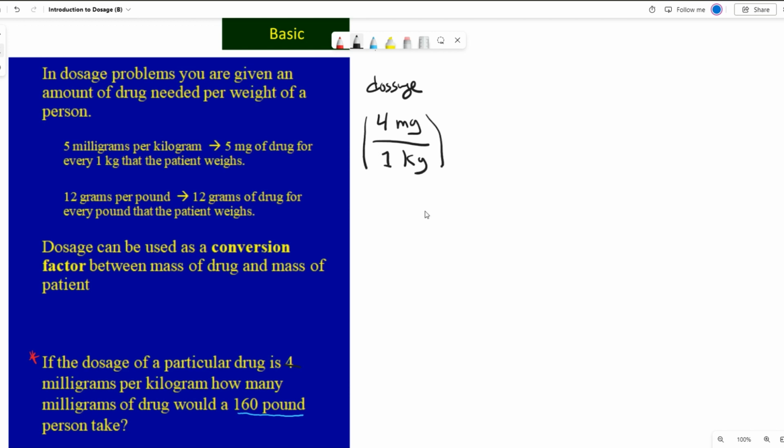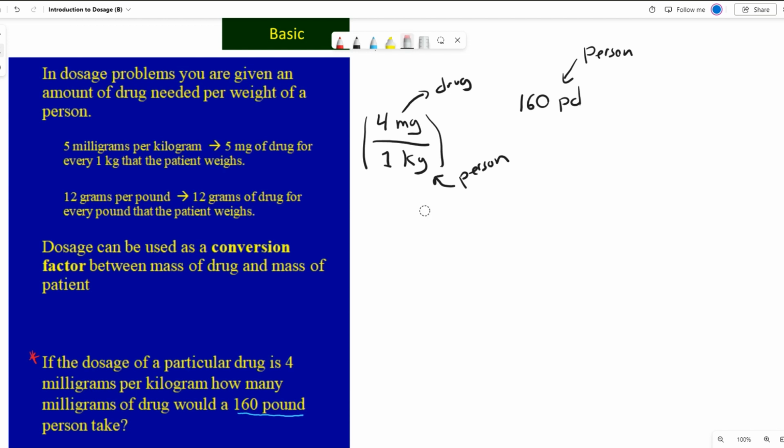Okay. And what this is, 4 milligrams of drug per 1 kilogram of person. Okay. And then we're also given the mass of the person as 160 pounds, and this is person. I've seen people get mixed up before where they think this is the mass of the drug.